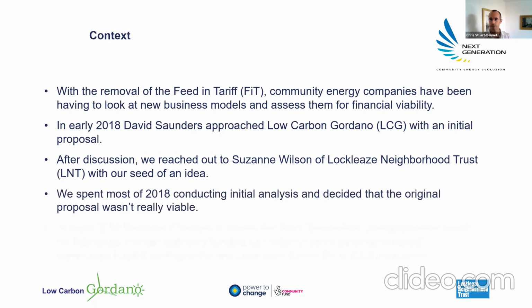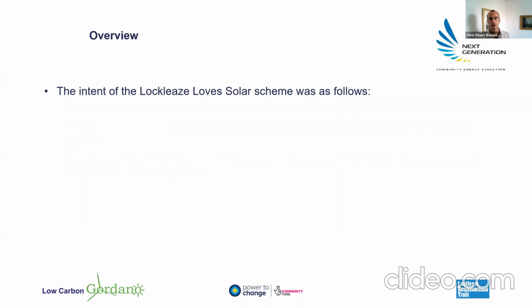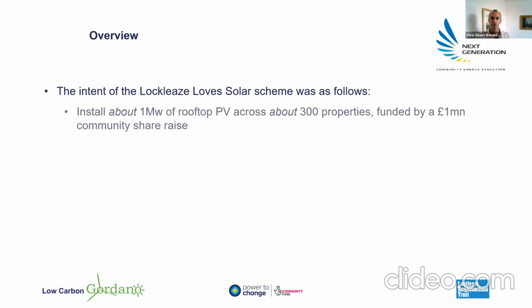I've spoken about the initial analysis, and I've spoken about the Next Generation Energy Scheme. So what did we want to do with Lockleaze Loves Solar? The intent was to install about a megawatt of rooftop PV across about 300 pre-existing properties. So this would be retrofit rather than incorporated into new build, which would be funded with a £1 million community share raise or thereabouts. We weren't fixed to those numbers. They were orders of magnitude that we wanted to aim for. And that would have resulted in about 3.3 kilowatts of solar installed on each roof.